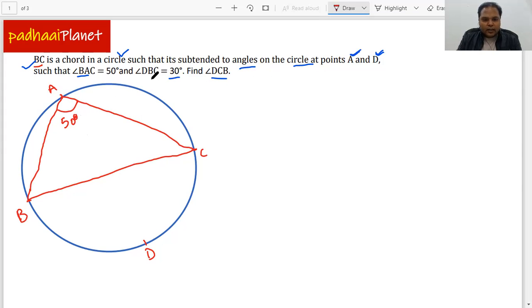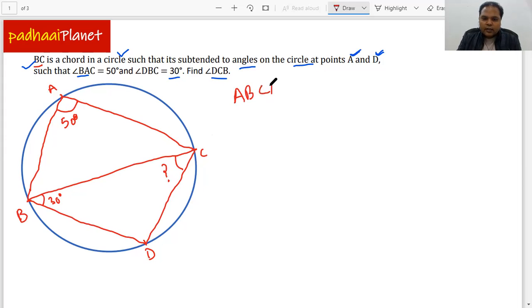And they're also saying that angle DBC is equal to 30 degrees. So DBC is here. So let's just connect this. Right, so this is 30 degrees, right? And what we need to find out is angle DCB. So I connect this, and this is what we need to find out, right? This angle. Now, it's a very simple question.